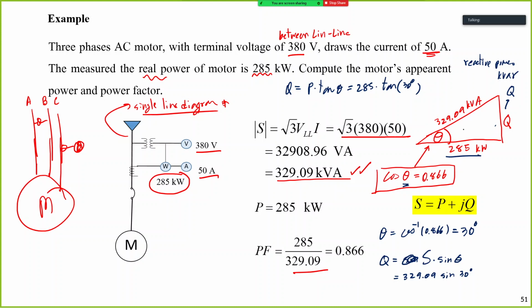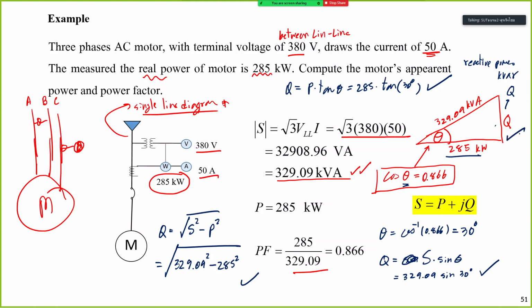Also, you can get Q from the calculation: Q can be the square root of S square minus P square, right? By Pythagoras here. Then it will be 329.09 square minus 285 square. Like this we can get the reactive value also. Okay, so this is the relation of the complex power between P, Q, S.